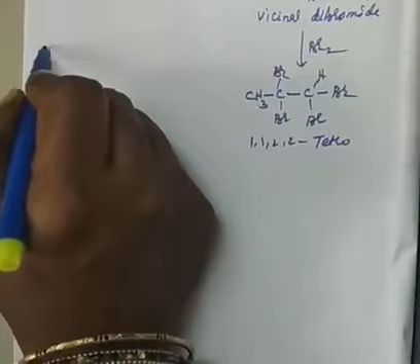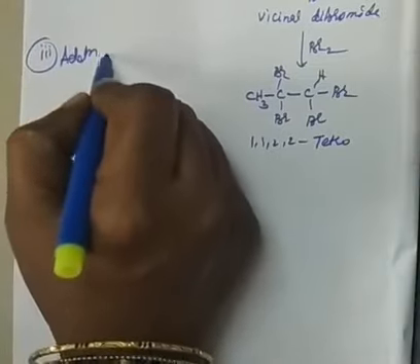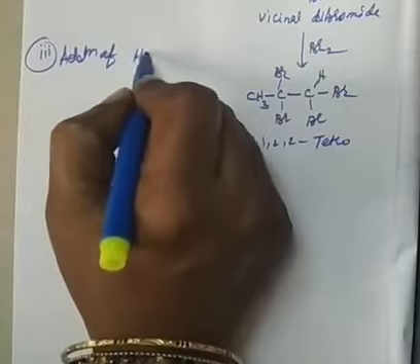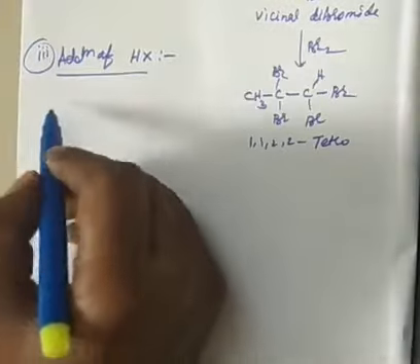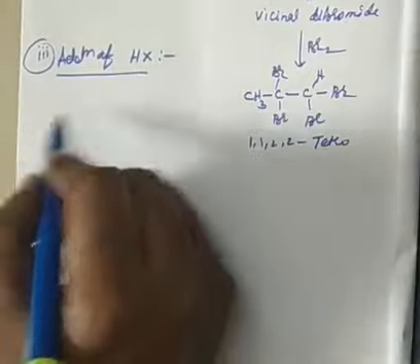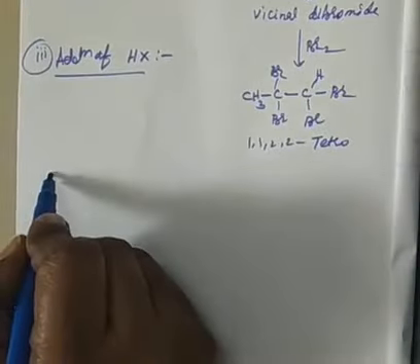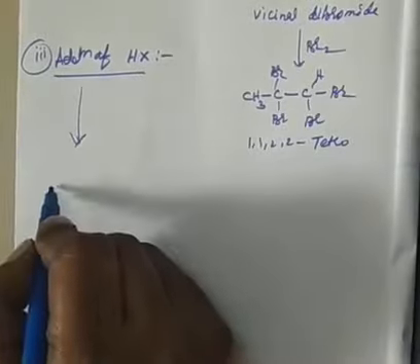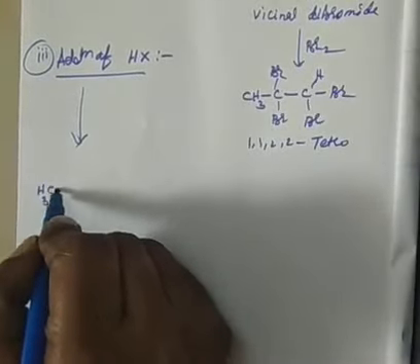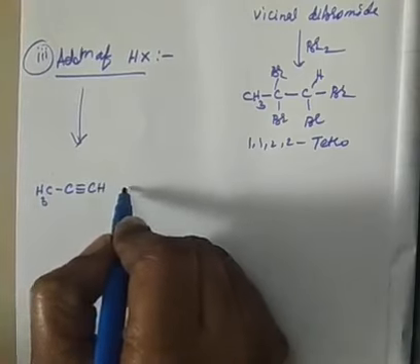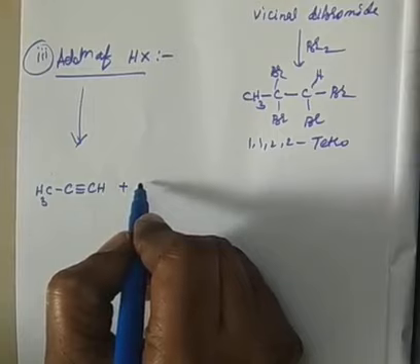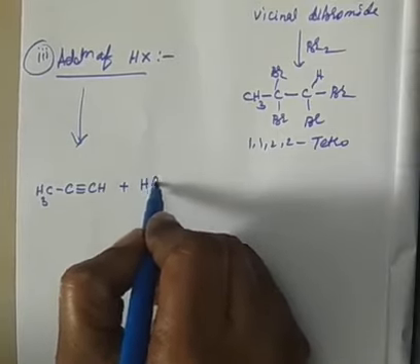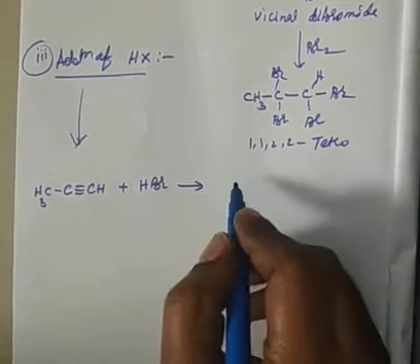Then addition of hydrogen halide. So third one, addition of hydrogen halide. May I write hydrogen halide as HX? In the notes I will give you the full hydrogen halide separately. Again, let me take the same example. CH3, C triple bond CH, plus hydrogen halide. May I take HCl, HBr, HI, whatever, all are same, HBr. Then this will give you what?